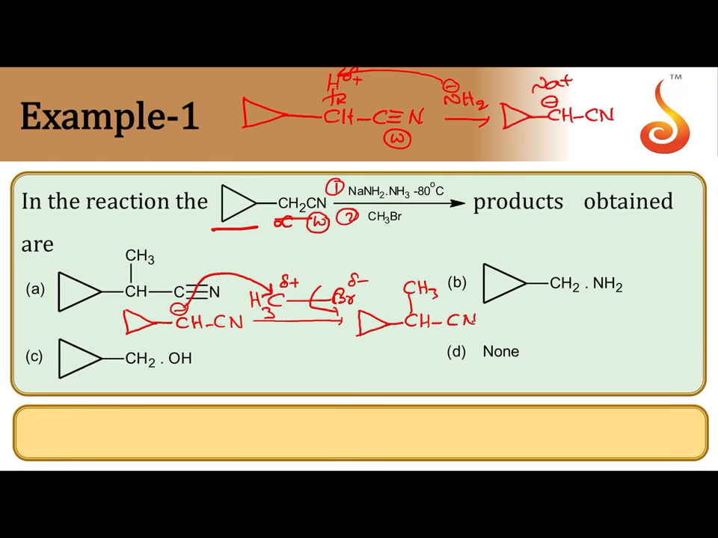So by the reaction with a base followed by an alkyl halide, we can introduce an alkyl group at the alpha carbon of a compound containing alpha hydrogen, that is acidic hydrogen. When it is reacted with a base followed by alkyl halide, alpha alkylation takes place. So at the alpha carbon, CH3 is introduced. Among these four options, which is the correct option? A is the correct option.